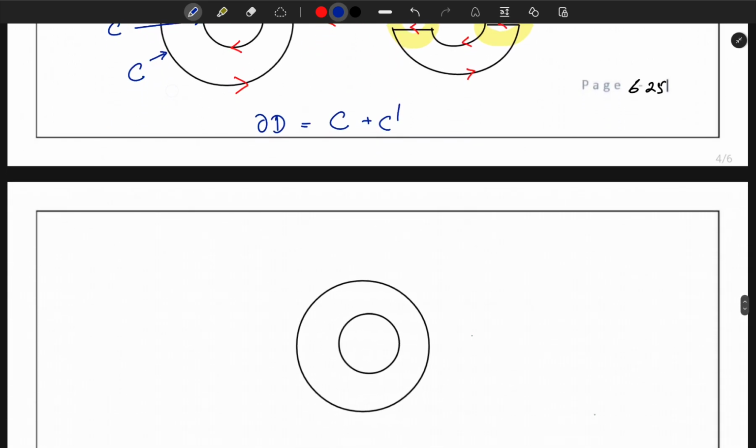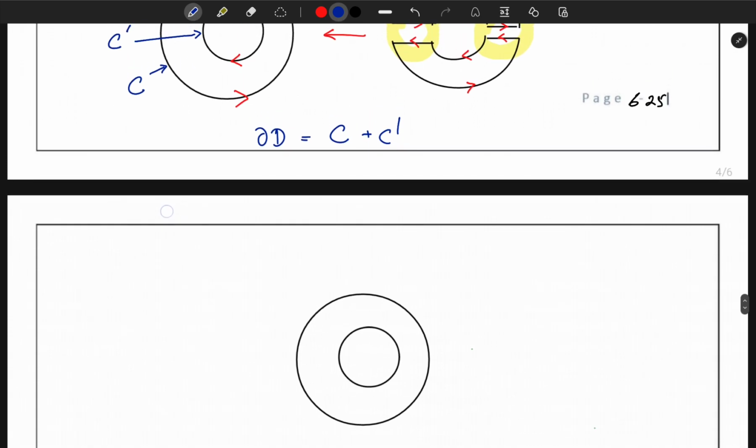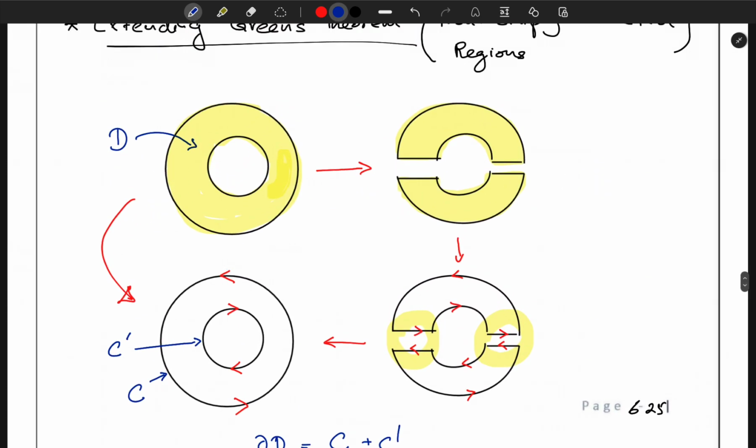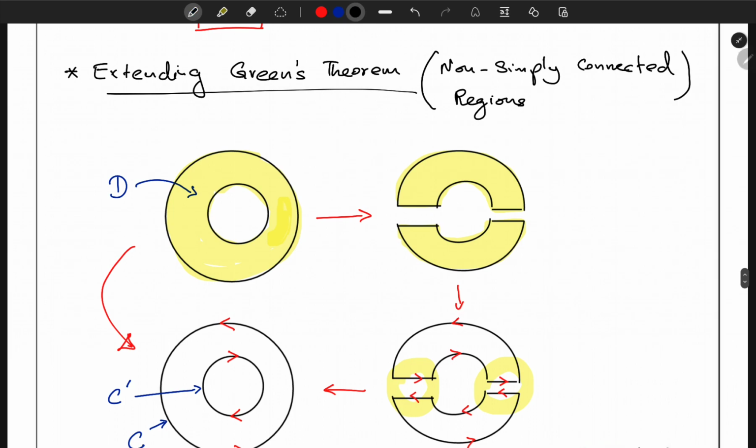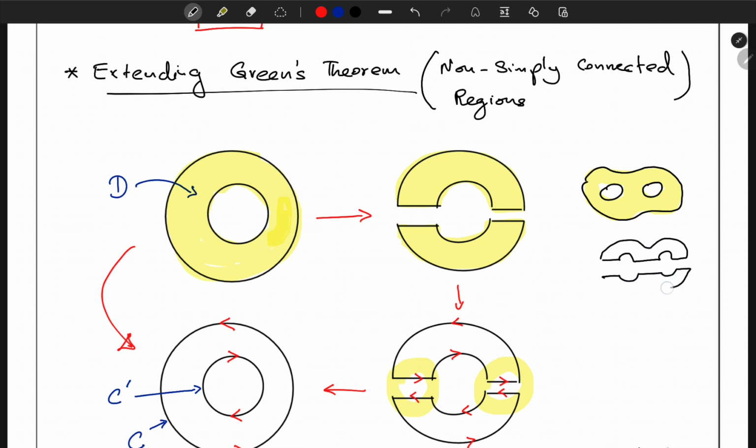Now you can actually extend this into regions with more than one hole. So let me quickly show that. So let's say you have a region with two holes. So the region we are interested in is this. What we can do is I can break this into two parts, the top portion and the bottom portion. The orientation is counterclockwise.